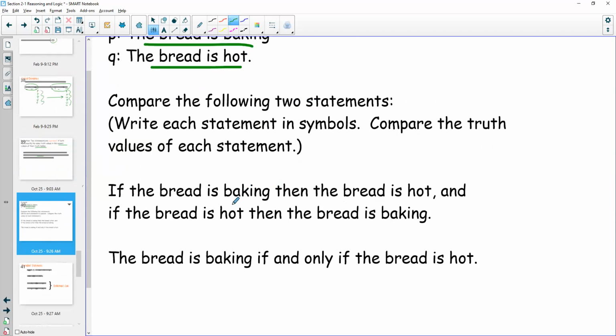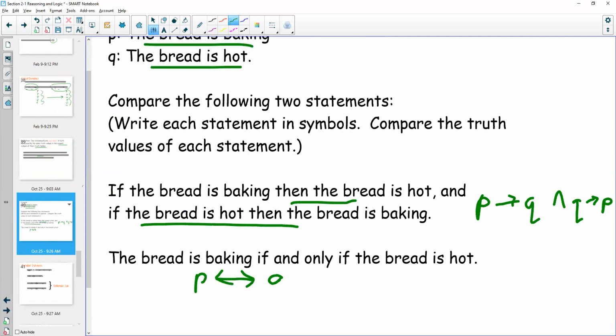So if the bread is baking, then the bread is hot. And if the bread is hot, then the bread is baking. So you're going to do a truth table for P if then Q, and Q if then P. And then you're going to do a truth table for P if and only if Q. And what I want you to figure out is if the last column in each is exactly the same. They should be. So take some time and figure that out and see what you get.